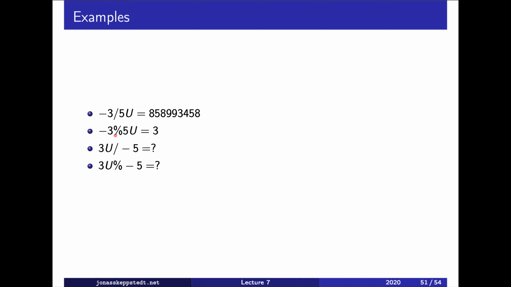Okay, and if we have these examples instead, what happens now? 3 unsigned divided by -5. This -5 will be converted to an unsigned 5, so it will be a huge number, and the quotient, well, it will be 0. And now this will be a huge number again, and therefore the remainder will be 3.